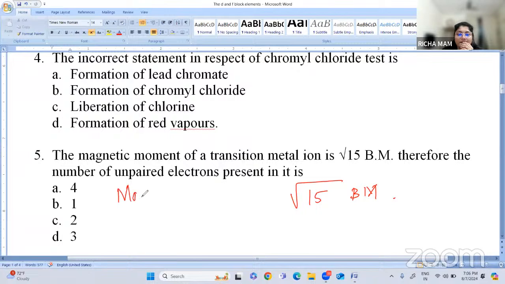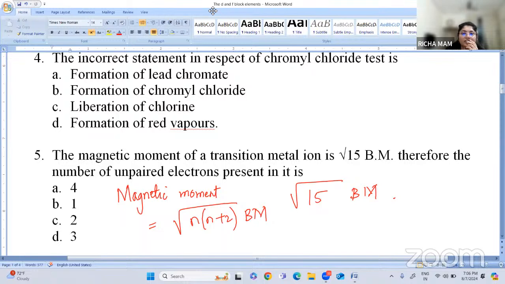To calculate the magnetic moment, what you have to know first is the formula: square root of n into n plus 2 Bohr magneton. Remember this formula. This is how the magnetic moment is calculated. Now what is n? n is the number of unpaired electrons.